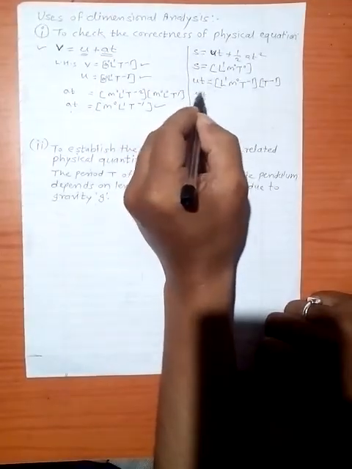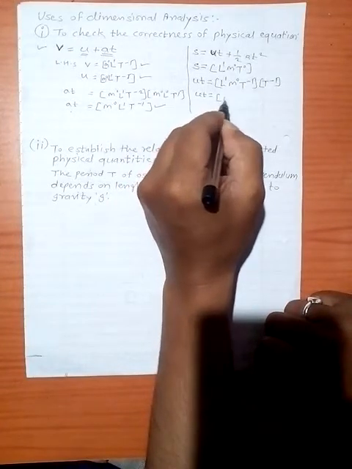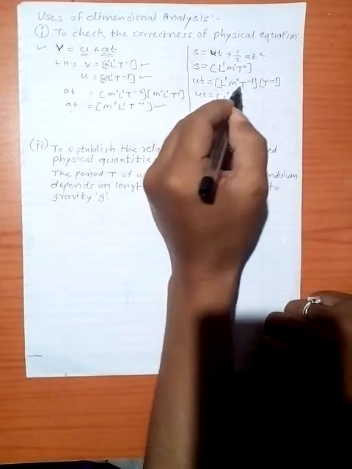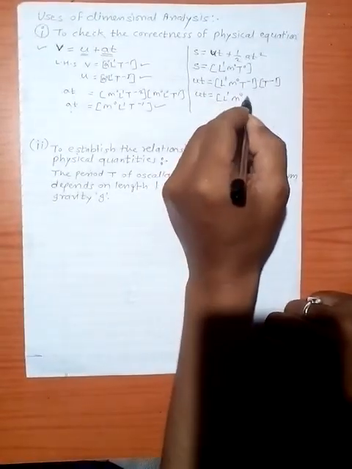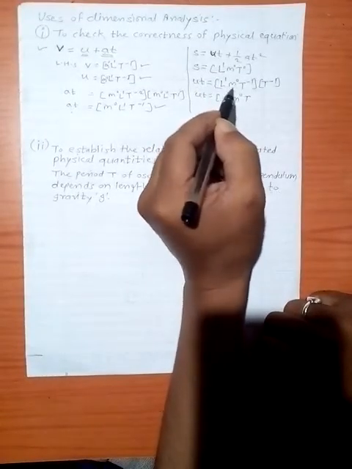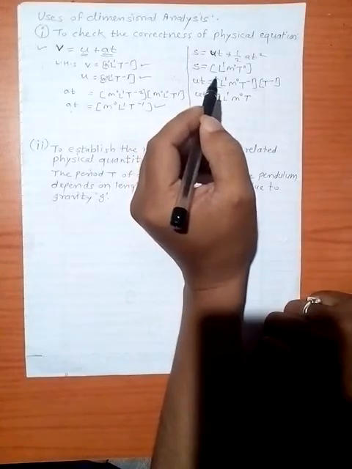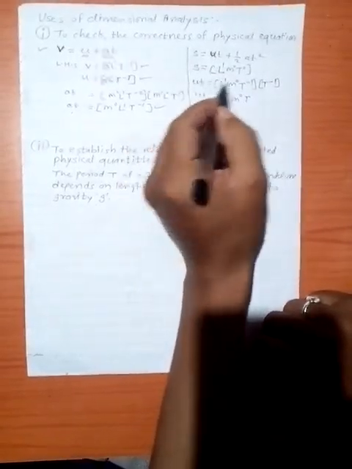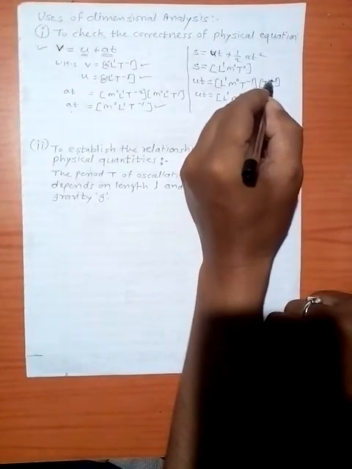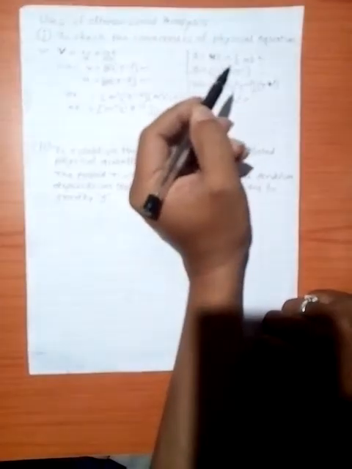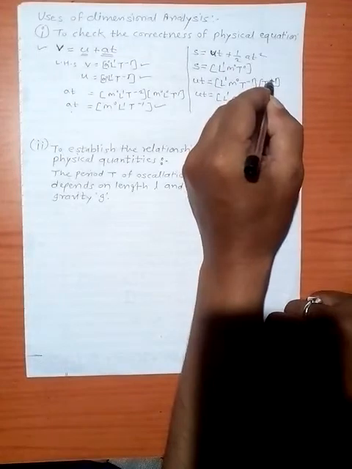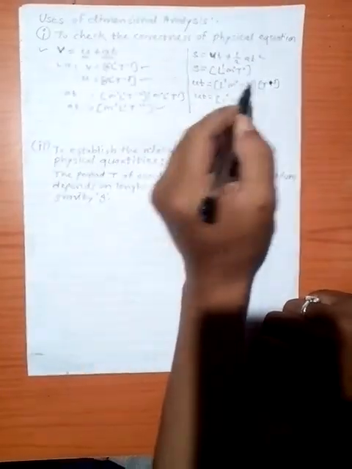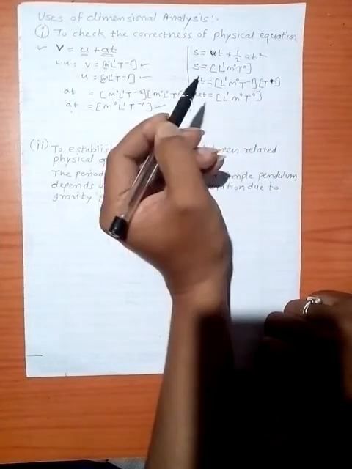So ut is equal to what? L raised to 1, m raised to 0, t raised to minus 1 plus 1. It is only plus, it is t raised to plus 1. So minus 1 plus 1 is 0, so t raised to 0.